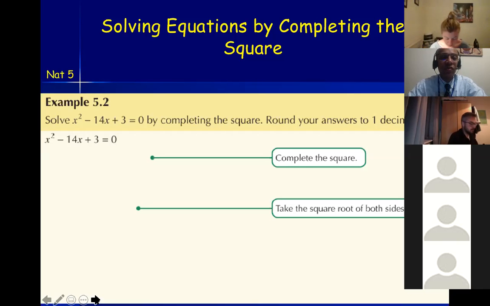Where could you use completing the square, for example? And that's the next part. You can solve an equation by completing the square, for example.